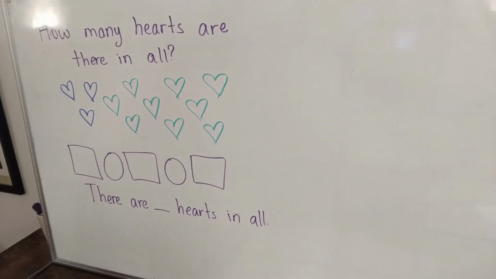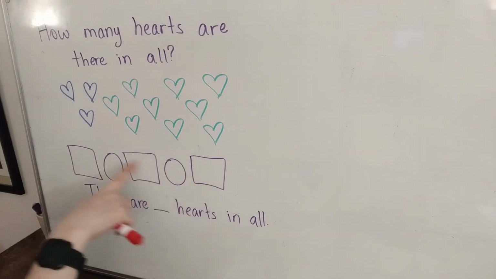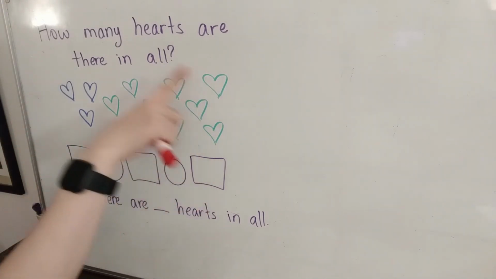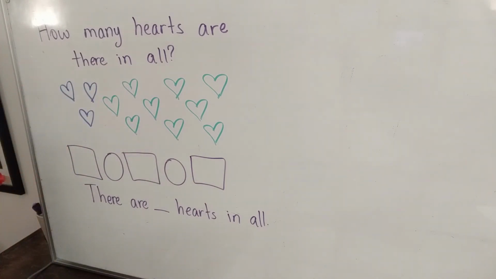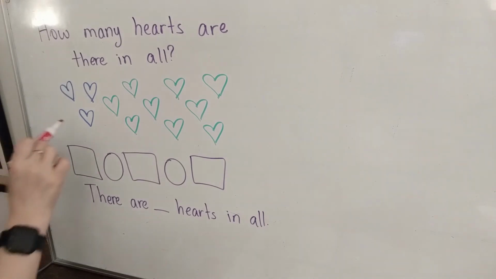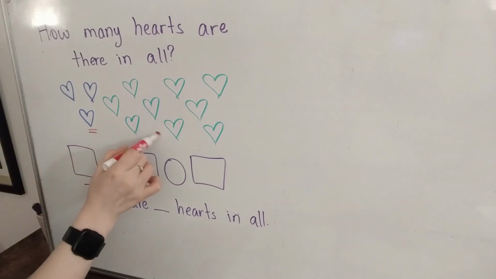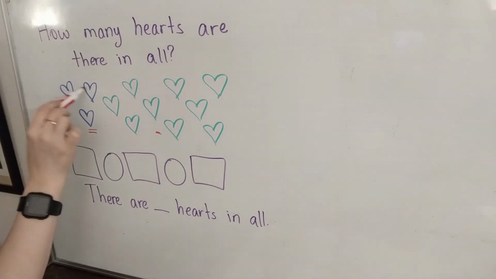Okay, here's another word problem. It says, how many hearts are there in all? Oh, there are no numbers here. It doesn't tell us how many hearts and what to put here. So if we just look at the picture, how do I know the 2 different parts? I can tell there are some hearts that are blue and some hearts that are green. Let's see how many blue hearts.